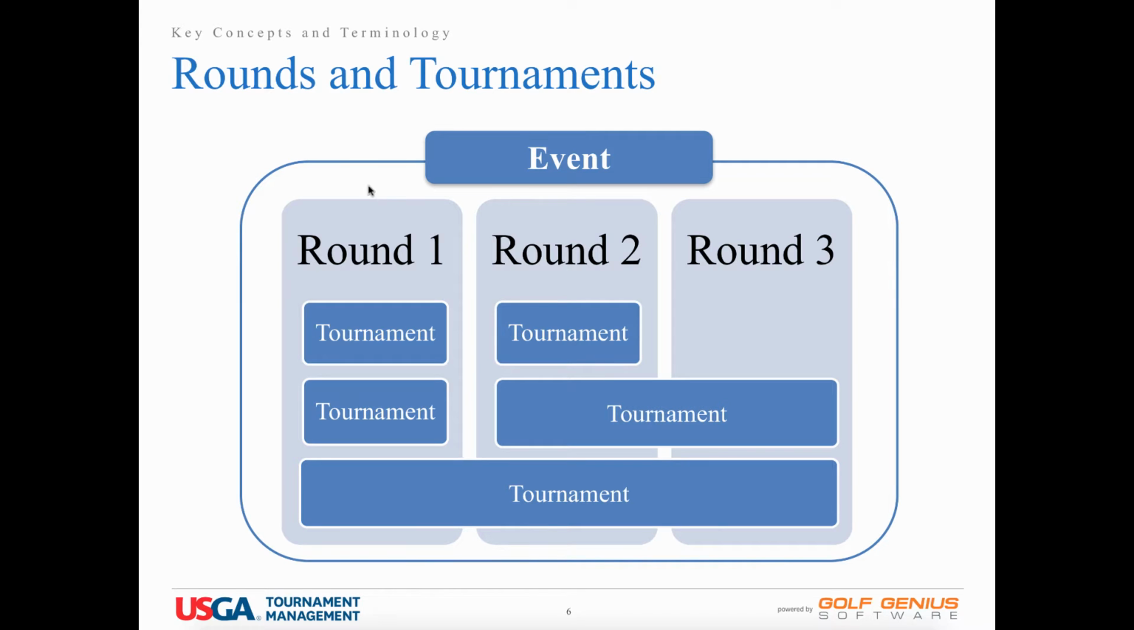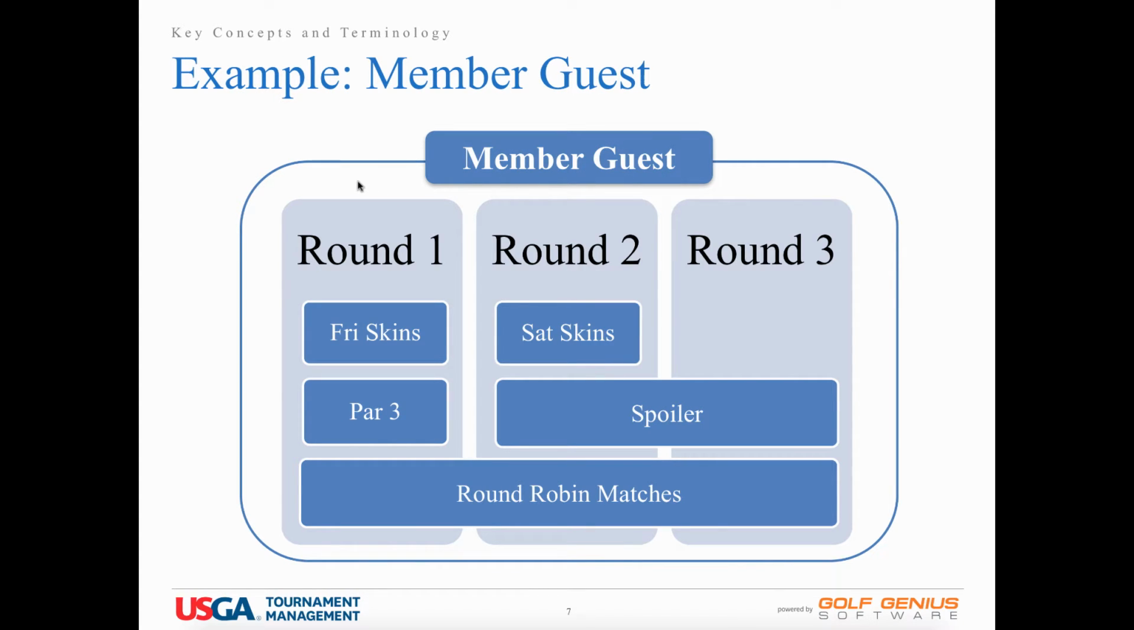To look at a real-world example of what this looks like, here we have your typical member guest. The member guest is the event, and this event has 3 rounds in it. Each of those rounds has skins that live within the one round, but it also has a round-robin match that aggregates points across multiple rounds. So the key takeaway here is we have an event. The event has rounds, and those rounds have tournaments, either within them or across multiple rounds.